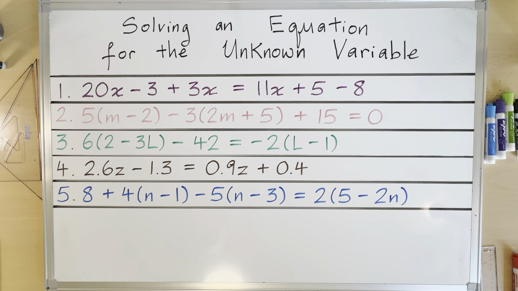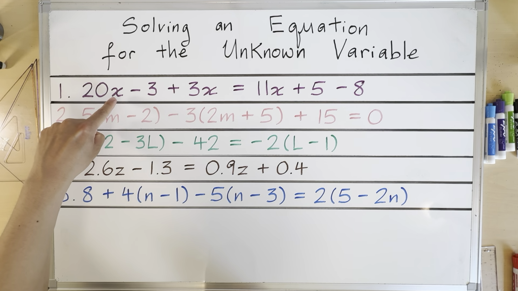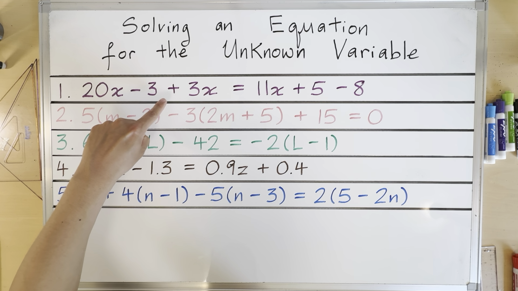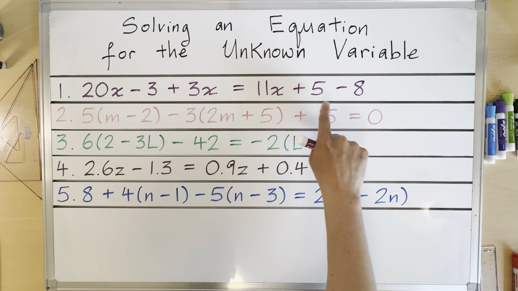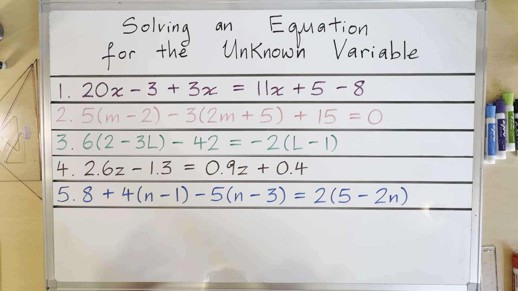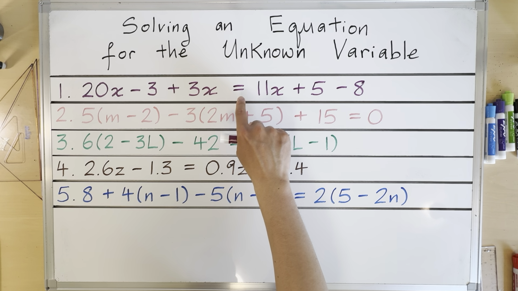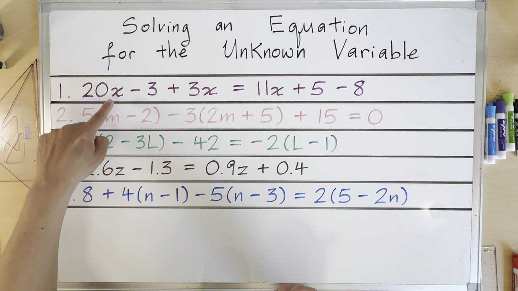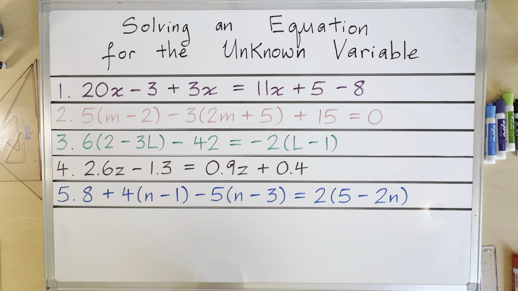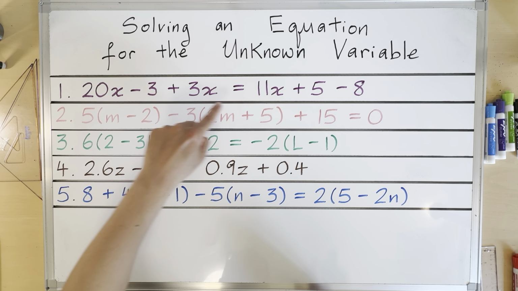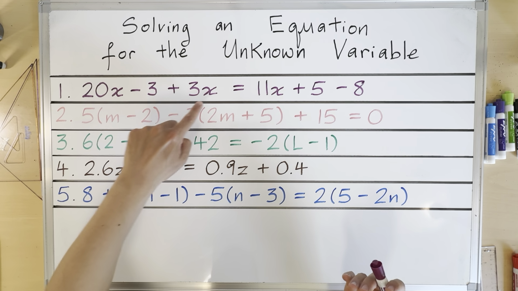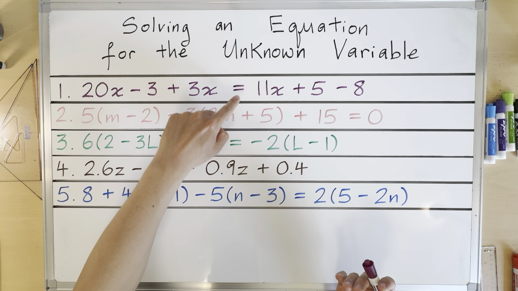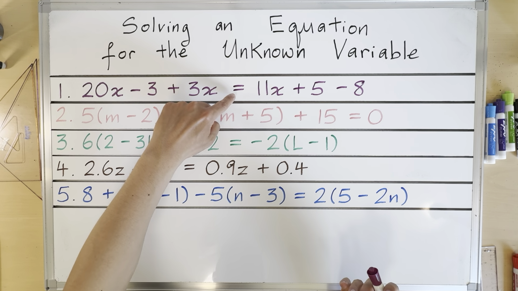So first up, we have 20x minus 3 plus 3x is equal to 11x plus 5 minus 8. So in this particular case, you can see that there are no brackets, but on both sides of the equal sign, we have the unknown variable letter x. So what we want to do in this case is gather all the like terms. Specifically, we're going to move all terms with the variable letter x to the left side of the equal sign and all the numbers to the right side of the equal sign.